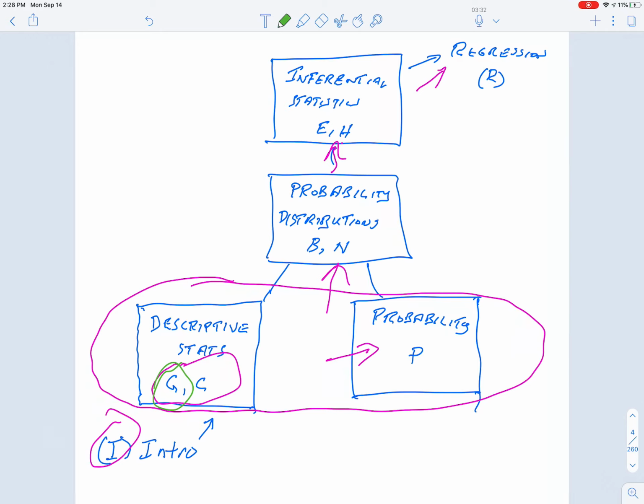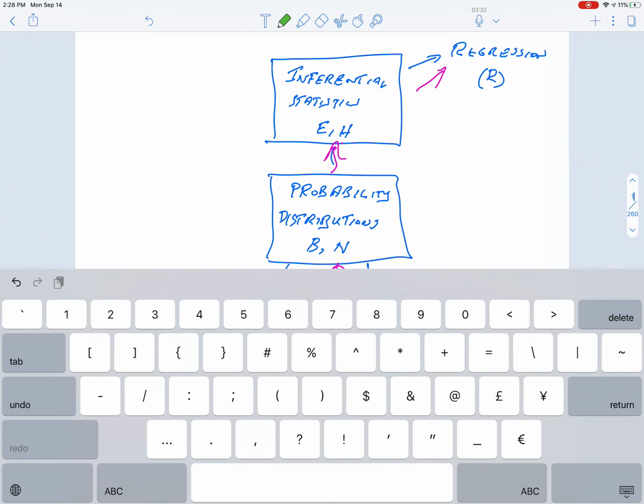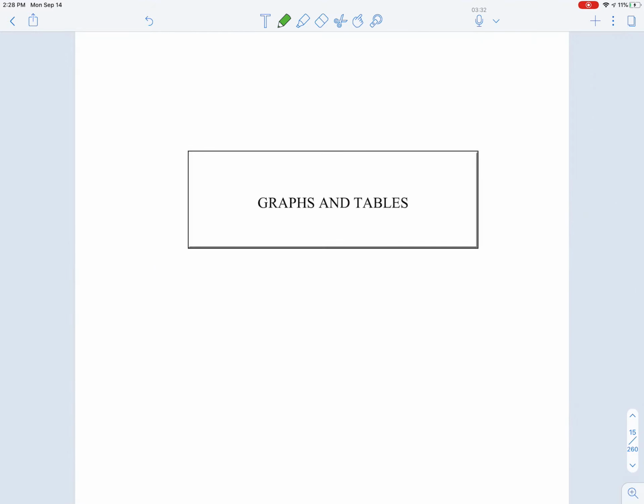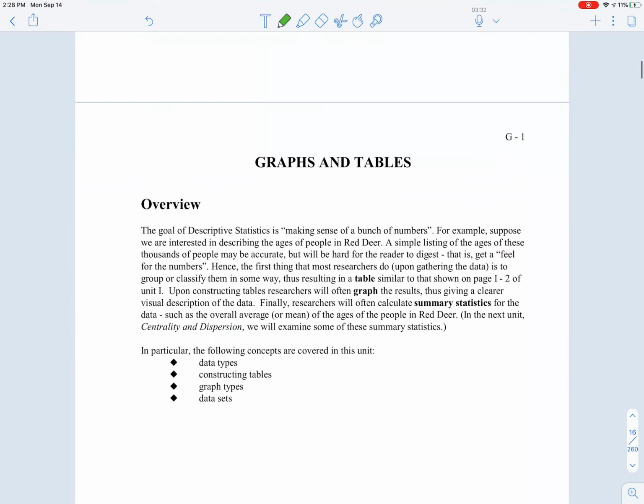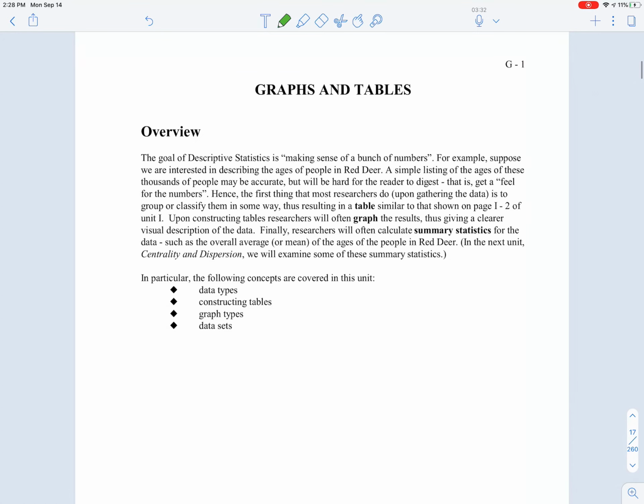And one of the ways that we can do that is to take all this data, let's say you got 10,000 numbers or something, and put them into tables. And then what we can do is we can make a graph out of it. So this unit, Unit G, is on graphs and tables. Let's get back to the right page here. And you might want to take a look at the first page here and read through on that.